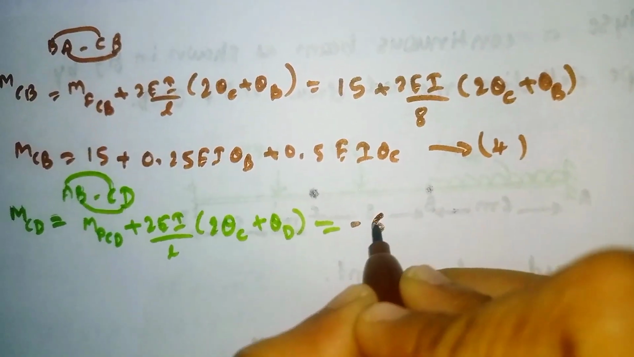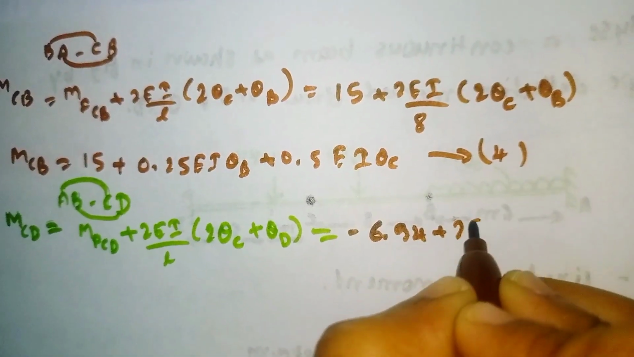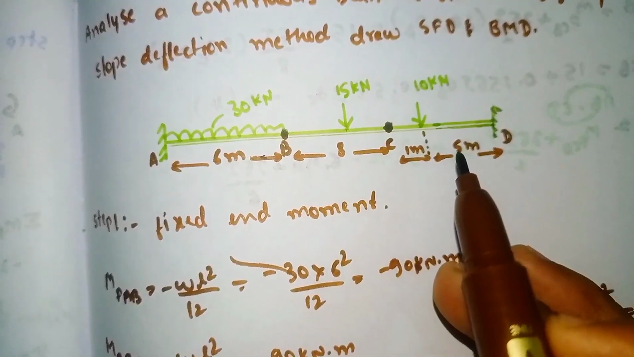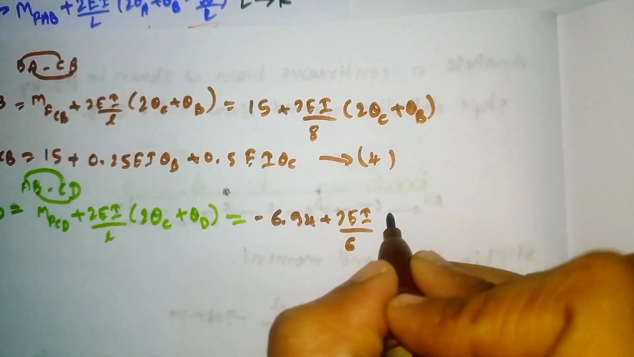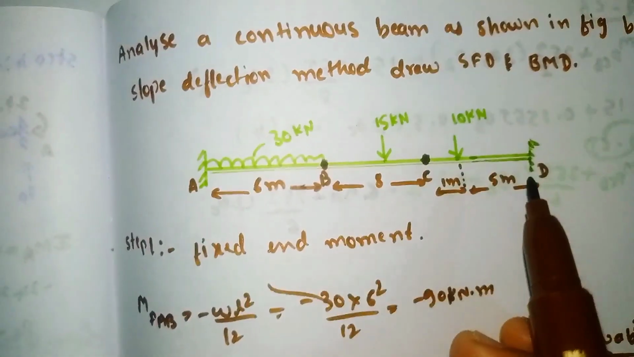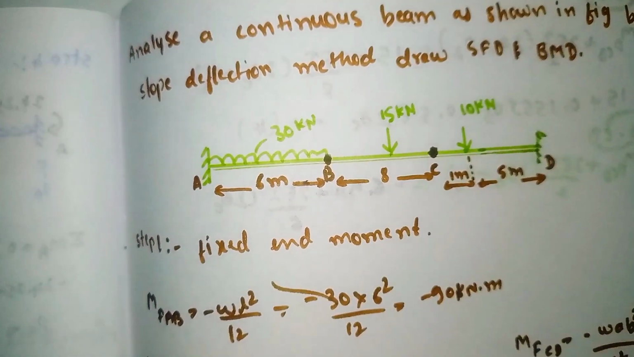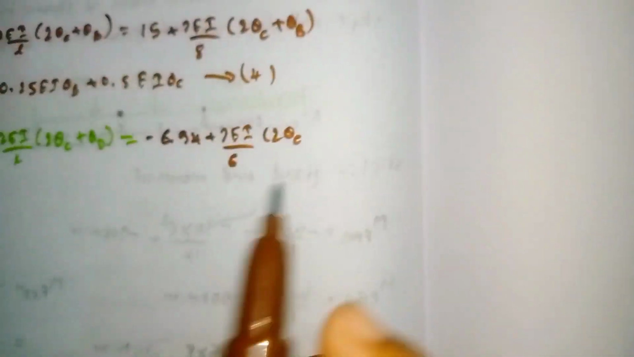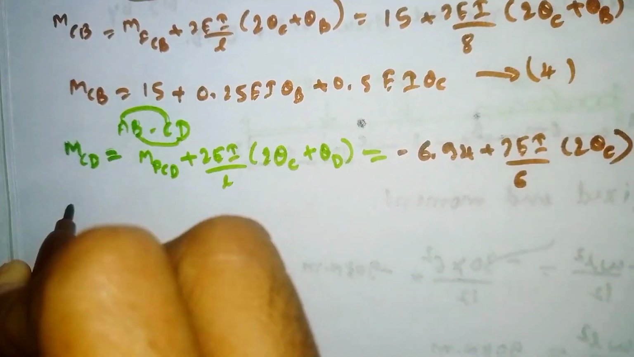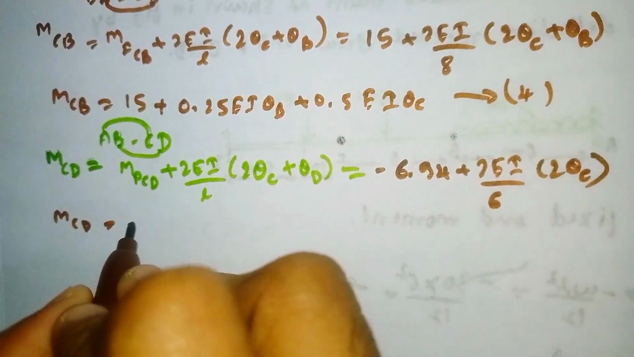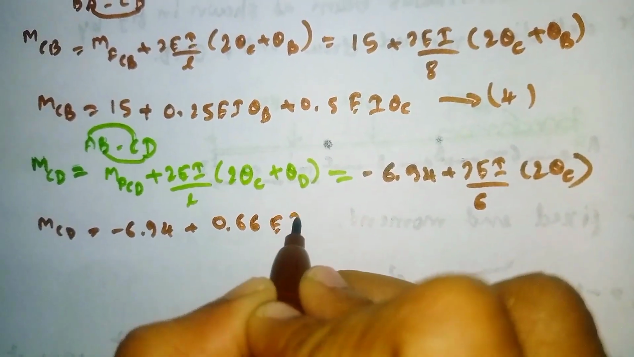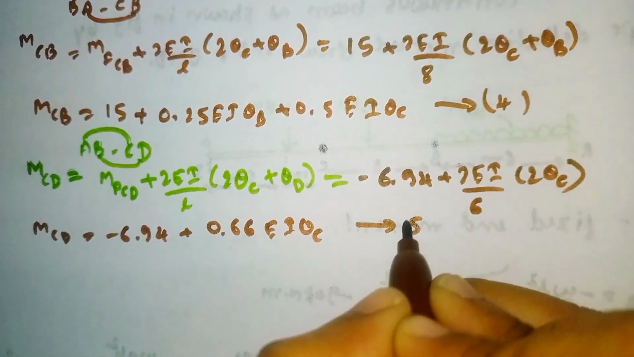So substitute that value, minus 6.94 plus 2EI is constant. The L value is total 6. The span is 1 meter and 5 meter, total 6 meter. So 6, 2 into theta C, and theta D is fixed, so our theta D value is 0. So I am not writing it. So simplify this. Our MCD value will come out as minus 6.94 plus 0.66 EI theta C. Call it equation number 5.